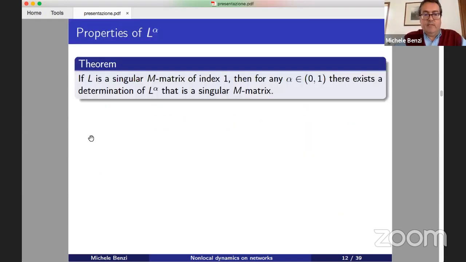So, the good news is, of course, the matrix L to the power alpha is defined, in fact, for any singular M matrix of index 1, and therefore in particular for the graph Laplacian. Not only that, but we can always choose a determination of the alpha power. This is, of course, a multi-valued function, but we can always choose one that corresponds to a singular M matrix. And of course, it's necessarily a singular M matrix of index 1.